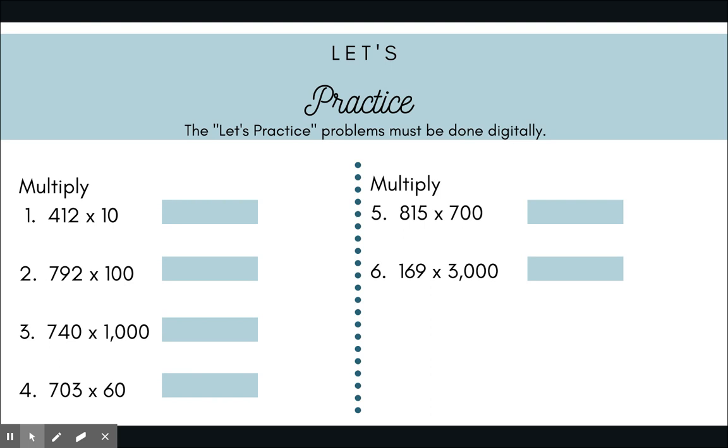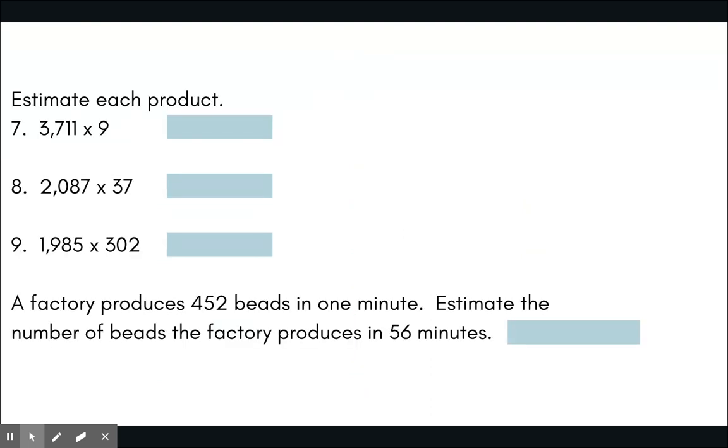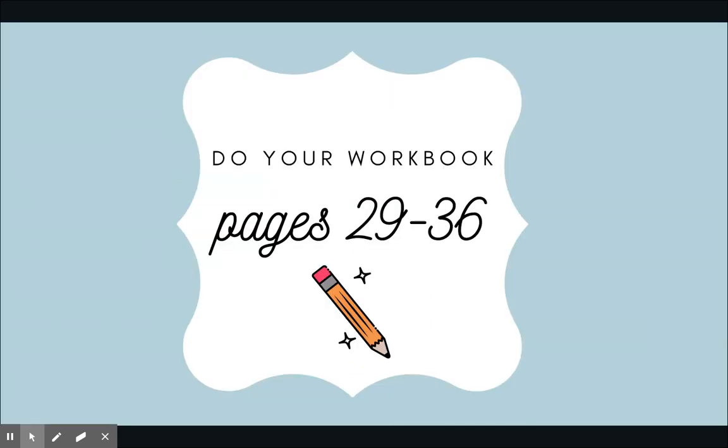Next, you have the Let's Practice problems. Now, these Let's Practice problems must be done digitally. So that will be a separate post in your Google Classroom. You're going to turn the Let's Practice problems in, and your teacher will check them to see if you're ready to move on to your independent work in your workbook. When you're done with your Let's Practice problems, you can do your workbook, pages 29 to 36.